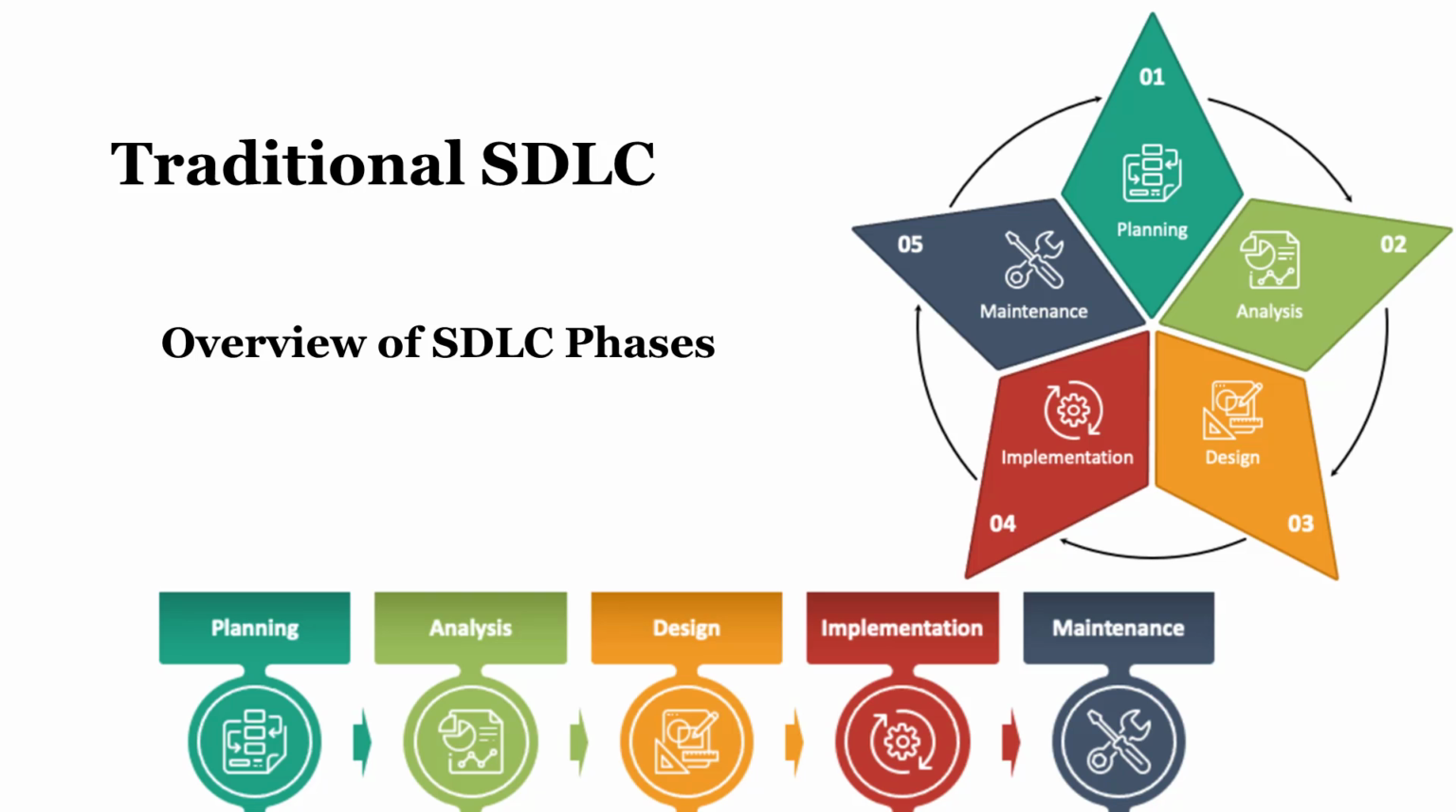While variations exist, the traditional SDLC generally follows a linear progression, with each phase building upon the outcomes of the preceding one, thus ensuring a methodical and controlled approach to software development. The SDLC encompasses several key phases that guide the systematic development and deployment of software applications. These include the planning, analysis, design, implementation, and maintenance phases of development.